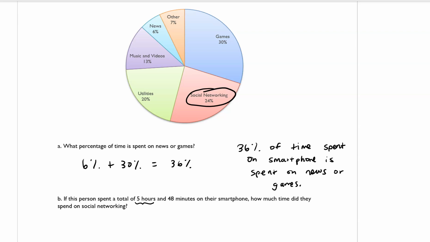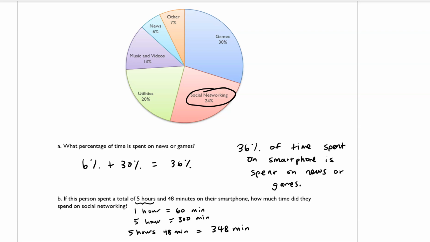So we know that 1 hour is equal to 60 minutes. And so 5 hours, we would just multiply 60 by 5, which would give us 300 minutes. And so if we add the 48 minutes to that, then we would get that 5 hours and 48 minutes is equal to a total of 348 minutes.